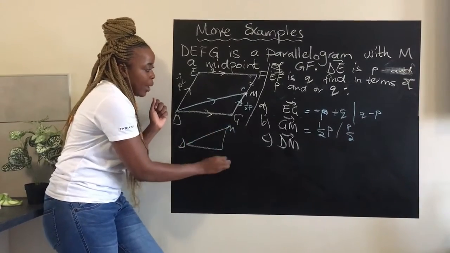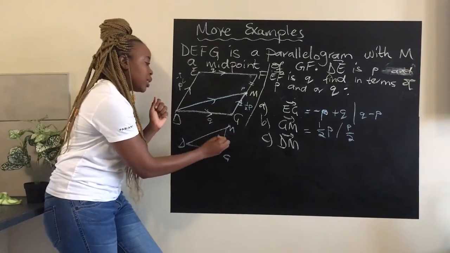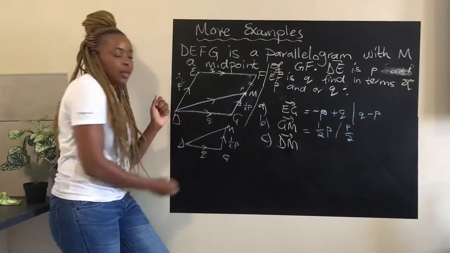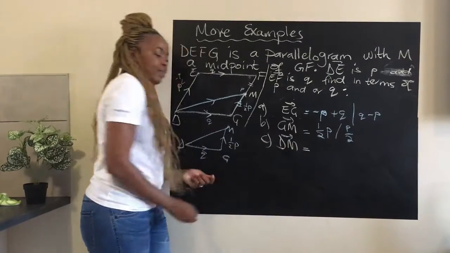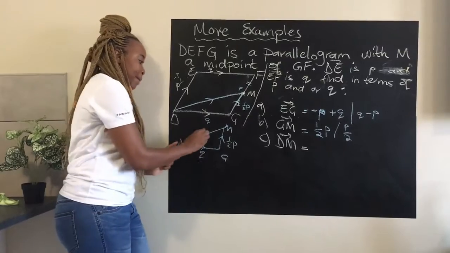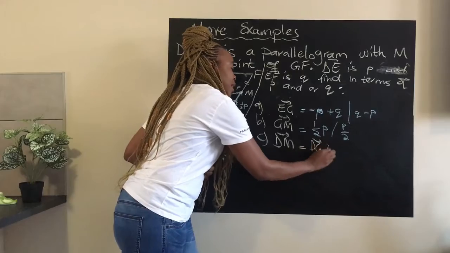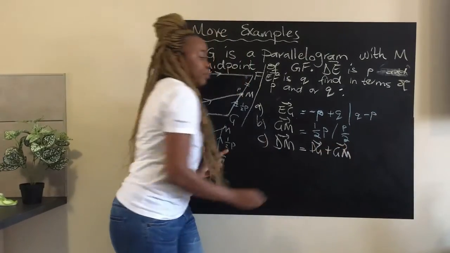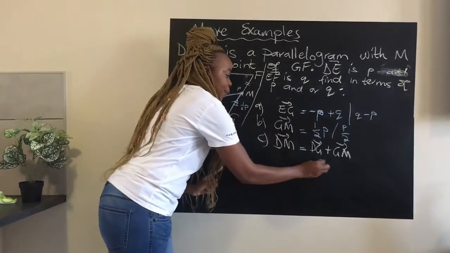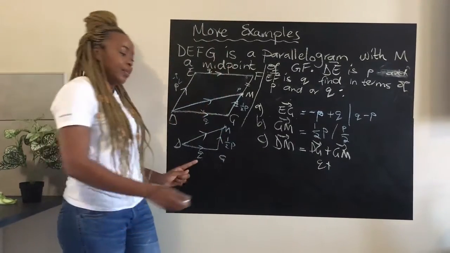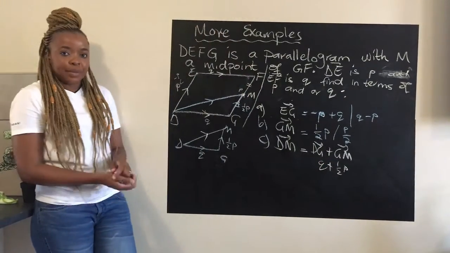So I have D, M, G. What is this again? This was Q, so this is Q. And what is this? This is half P. So from there, I can see that DM is actually DG plus GM. So what is DG? It's Q. And what is GM? It's half P. Then I'm done.